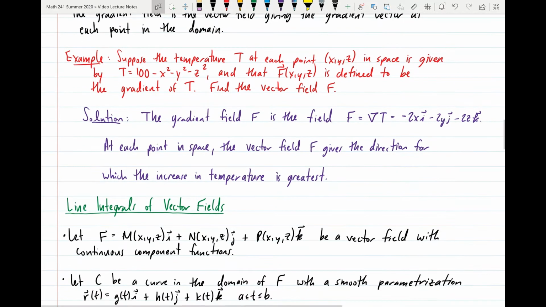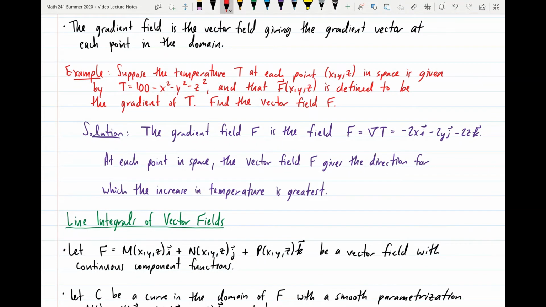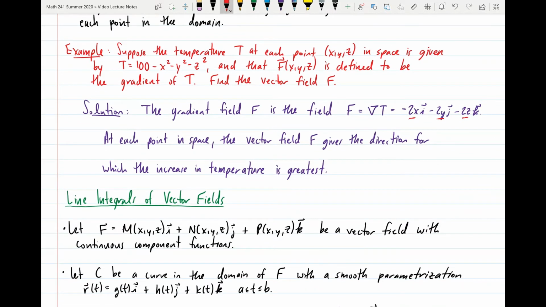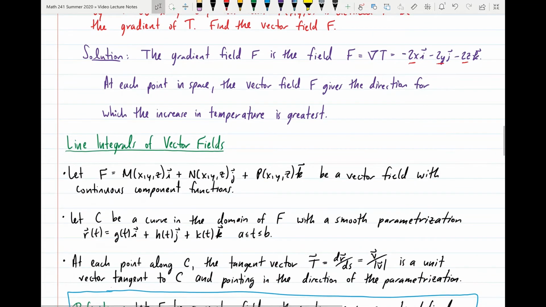So to find the vector field, we're actually just going to calculate the gradient of T, and that'll give it to us. So the gradient field f is the field f equals the gradient of T, which is equal to negative 2x i minus 2y j minus 2z k, where we've just taken the partial derivatives with respect to x, y, and z respectively to get our different component functions. And at each point in space, this vector field f now gives the direction for which the increase in temperature is greatest. So this is just a simple little example of calculating a gradient field.